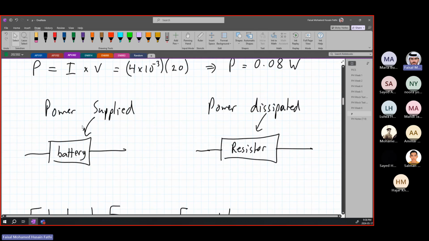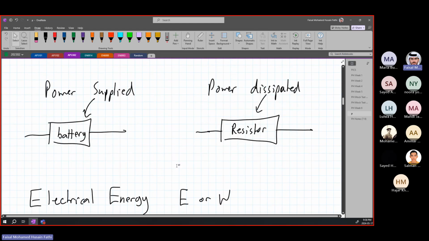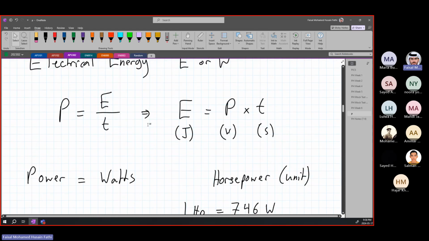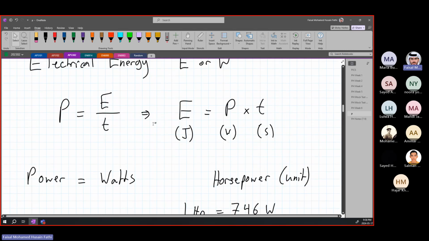Just remember, power supplied is coming from a battery. Power dissipated is being absorbed or being used by a resistor or any system. Electrical energy is basically just power times time, just like we did before when it came to mechanical systems. So it's just power times time.